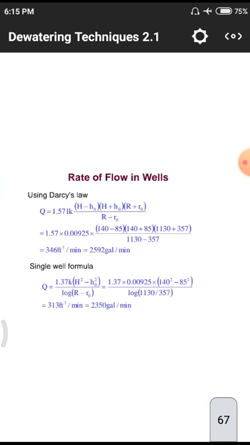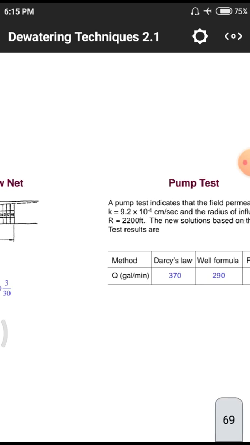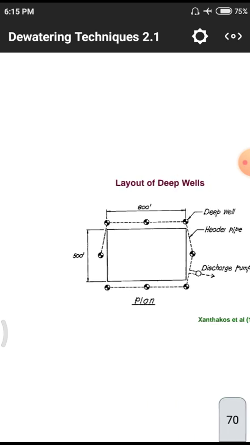This is the rate of flow of the wells, where Q means discharge, which is directly proportional to head, where H equals the head of the particular well. It is a single well formula, Darcy formula, double well formula, whatever it may be. It is the flow rate into the wells by using different flow nets, and pumping tests. We compare the discharges from Darcy's law, the well formula, and the flow net formula.